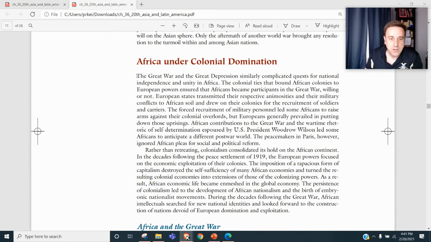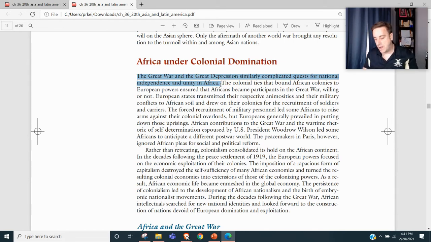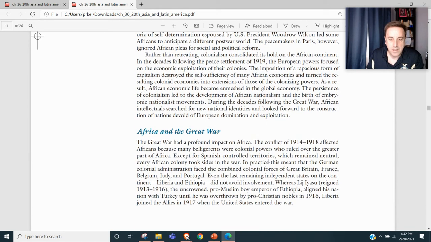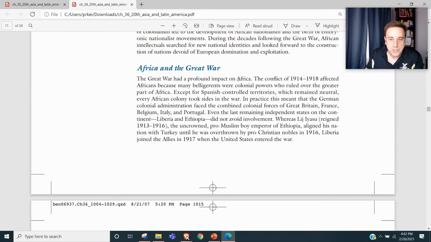One of the big things to note is that both the Great War and the Great Depression really are just delaying the inevitable. There are already some freedom movements trying to rise up in Africa, but both the Great War and Depression are going to slow those down for a bit. We're going to learn about their involvement in the Great War, and also about a lot of European economic imperialization.